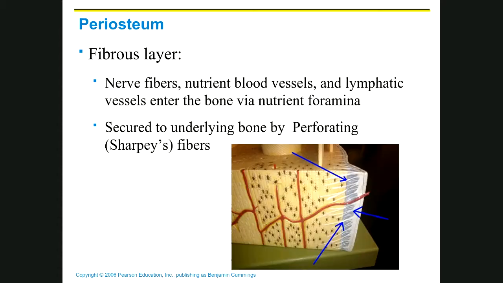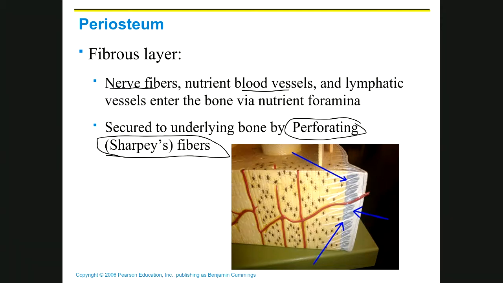And so let's look at these two layers. Let's look at the periosteum first. So here's a model that we're going to see when we do lab. And so here's dense bone right here, but here's the membrane right here. And what they've done is they've pulled it away so you can see these little fibers. And so inside this periosteum, we're going to find things like nerves, and we're going to find blood vessels. And then here are those little fibers. They're called perforating or Sharpey's fibers.